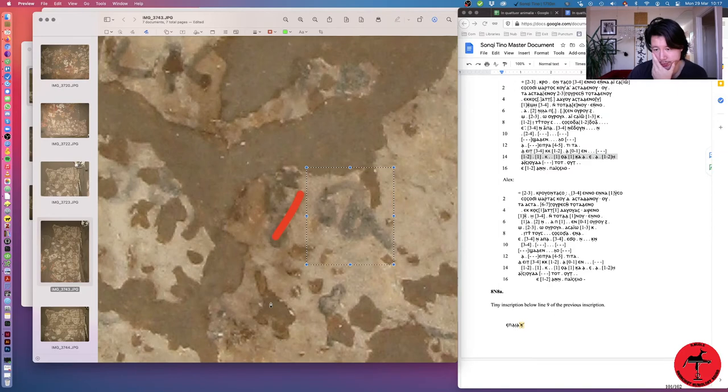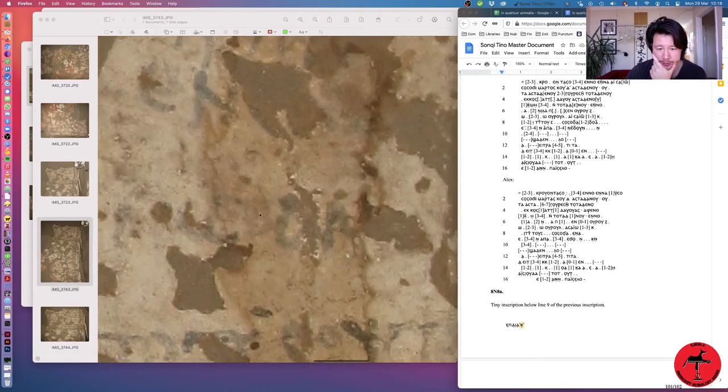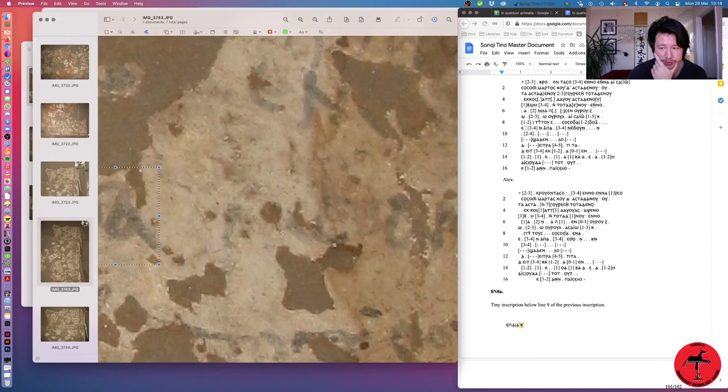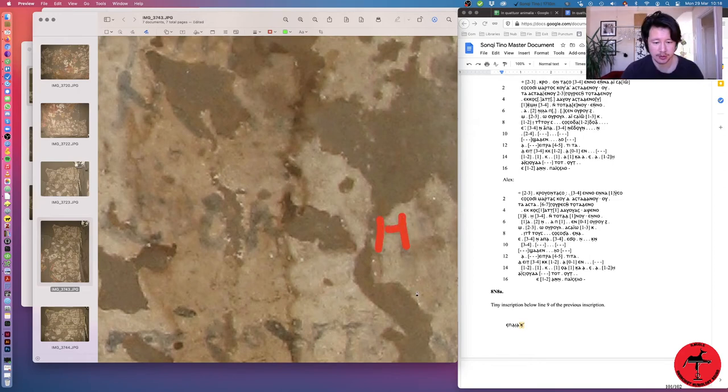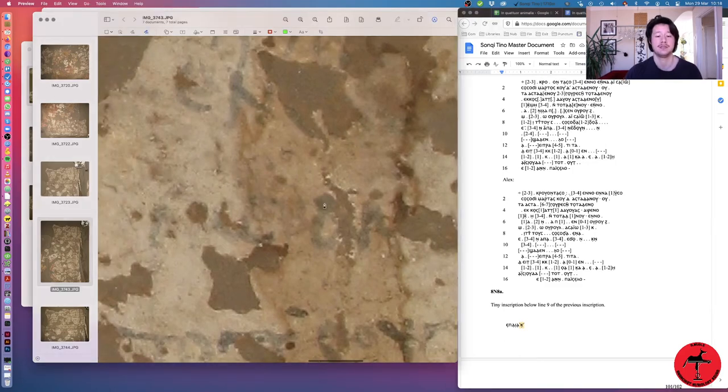Is this an Epsilon? Doesn't look like an Omicron to me. What does he read here? Kappa of Kappa. Where is this Kappa? I don't know, I don't see it. I would just say maybe an ASA. Yeah, this. I don't know. Sigma.